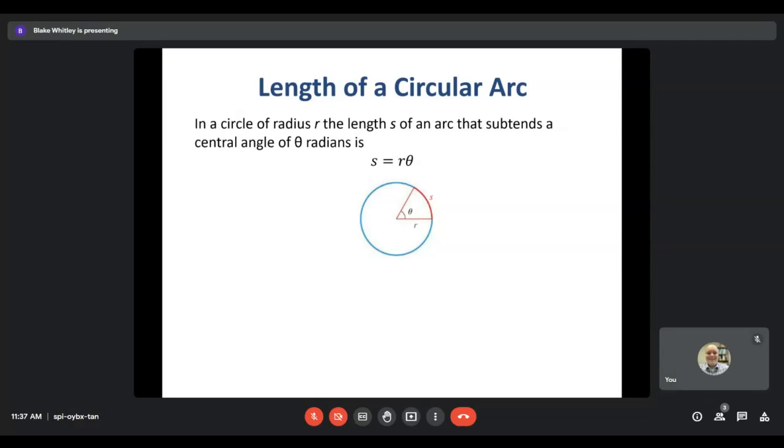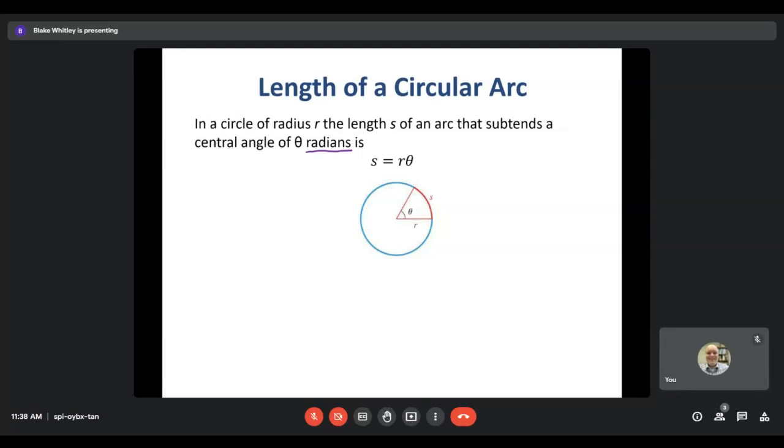Notice here, though, this theta has to be in radians. So that's key. If they give you degrees, we have to make sure we convert first. Do not multiply radius times a degree measure. That won't work. So always convert to radians first unless you're already given radians to begin with.